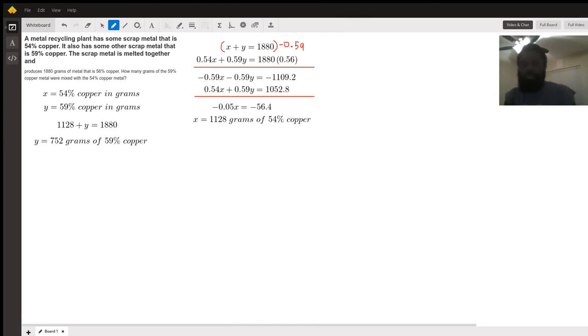My name is Tim, the math tutor, and I'll be showing you how to calculate the number of grams for two different solutions of copper metal. A metal recycling plant has some scrap metal that is 54% copper. It also has some other scrap metal that is 59% copper. The scrap metal is melted together and produces 1,800 grams of metal that is 56% copper. How many grams of 59% copper was mixed with 54% copper metal?